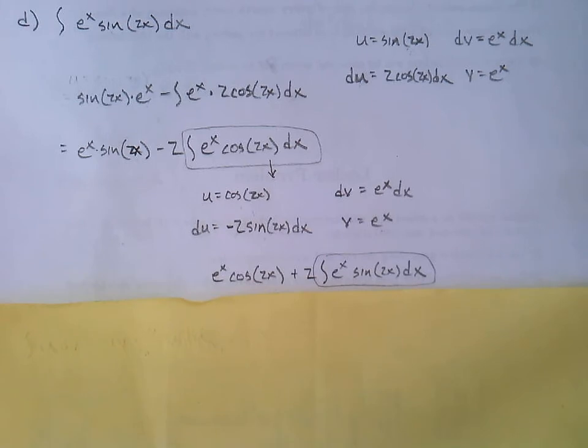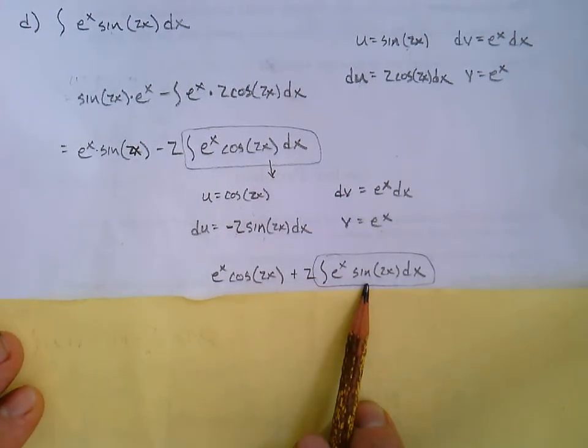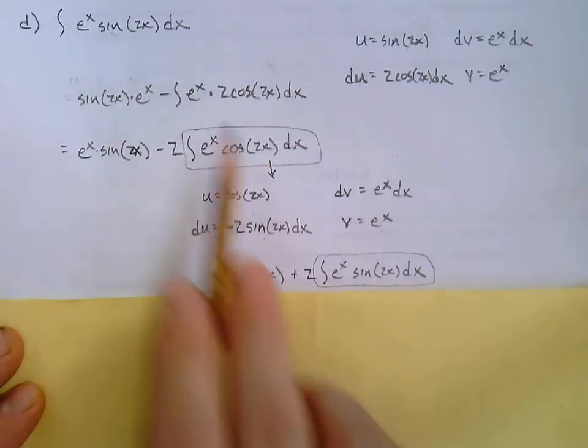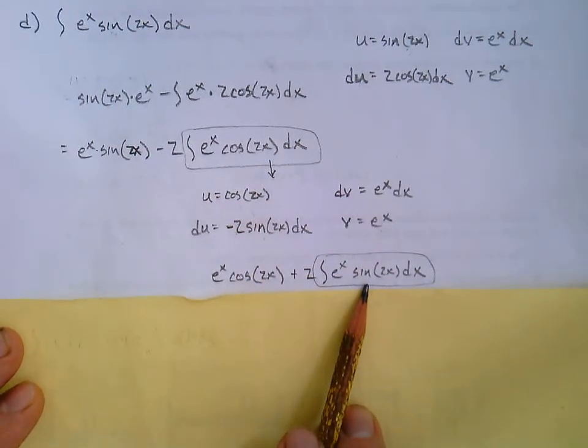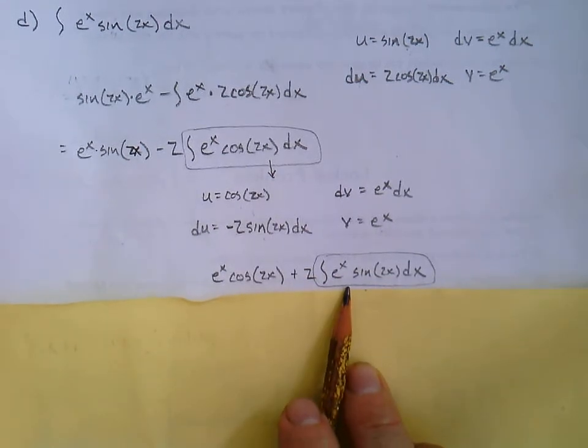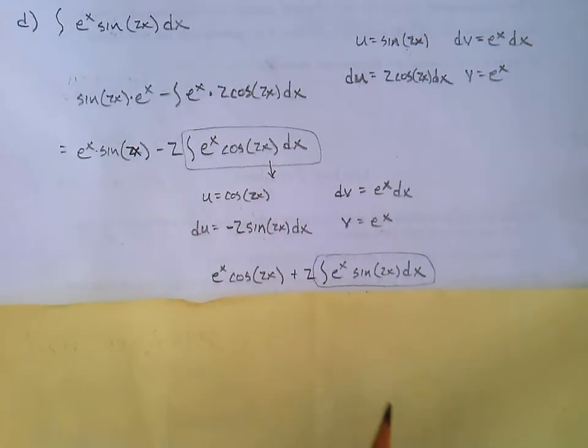Hey, do you notice something here? That's the same place we started at. That's the same integral, e to the x sine 2x. Okay, something's up here. This is really bizarre. We came around, and now we're looking at the exact same integral that we were asked originally. We cycled back to it. Does that mean we're doing something wrong? No, it actually means we are almost to the answer.